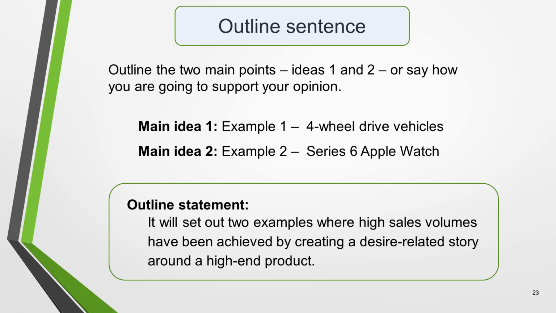These are ideas 1 and 2 that you chose earlier. Here, I've strayed from the structure a little and just stated that I will support my argument with 2 examples, or I'll end up repeating myself too much. So, my outline statement states, I will set out 2 examples where high volume sales have been achieved by creating a desire-related story around a high-end product.